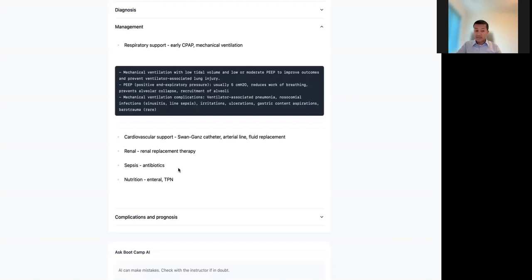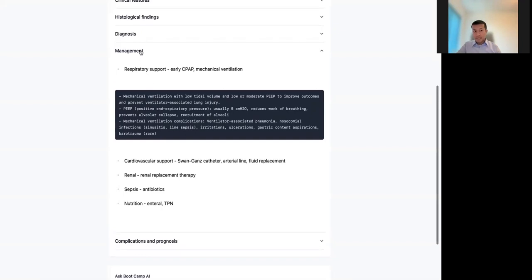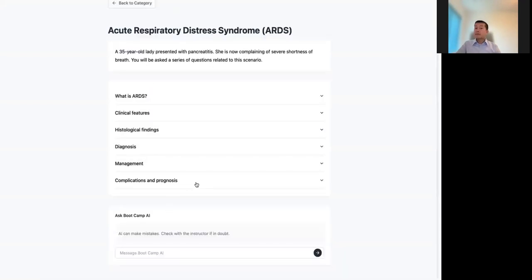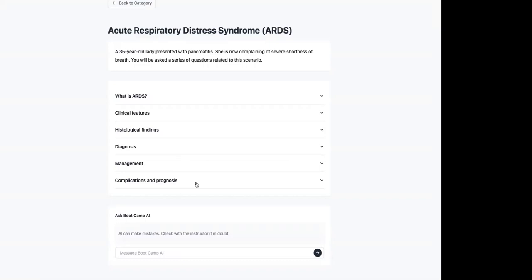Then if the patient's in sepsis, obviously we'll start the antibiotics, and nutrition will always go with the enteral, if required parenteral nutrition. What are the complications and prognosis for the ARDS? So it has about a 30 to 50% mortality rate.